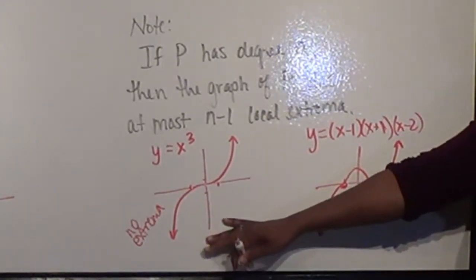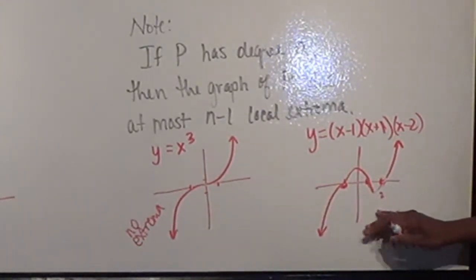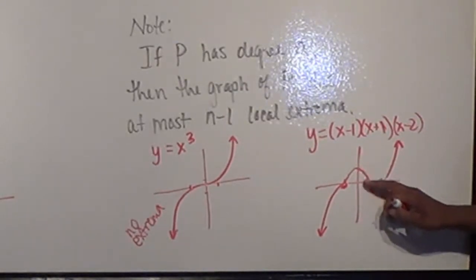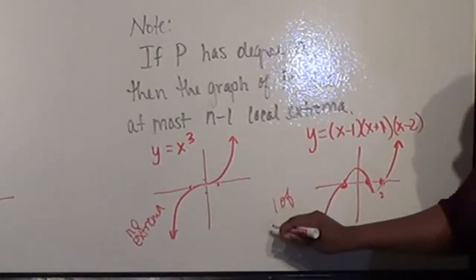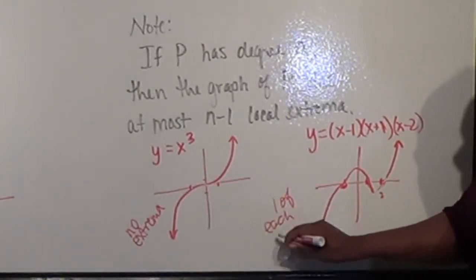One of these doesn't have any extrema. The other, if we look, there's certainly a maximum in there and a minimum in there. So this one has one of each extrema.